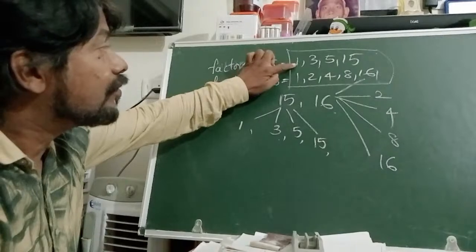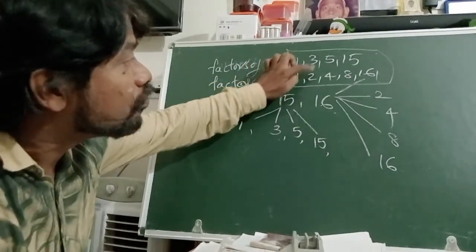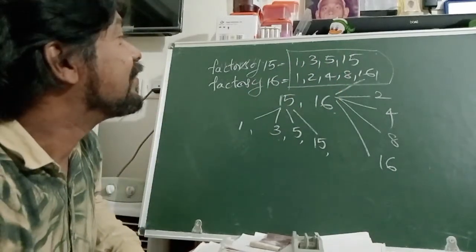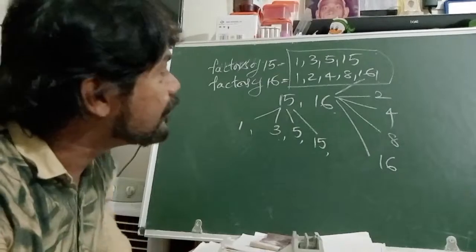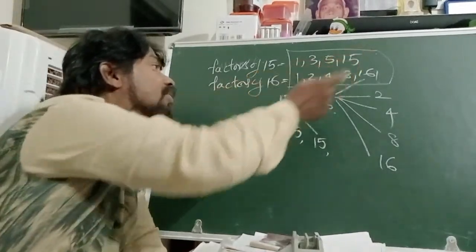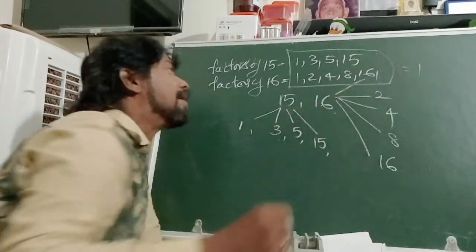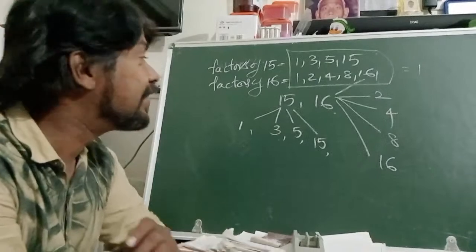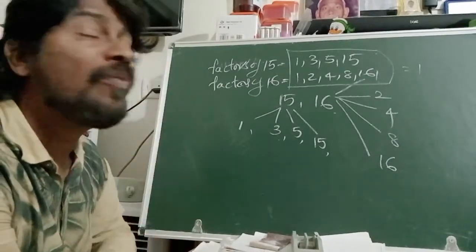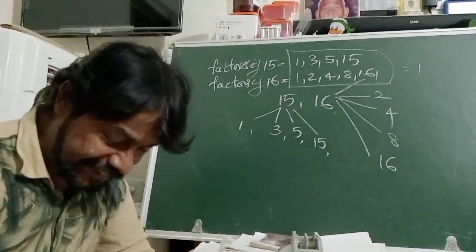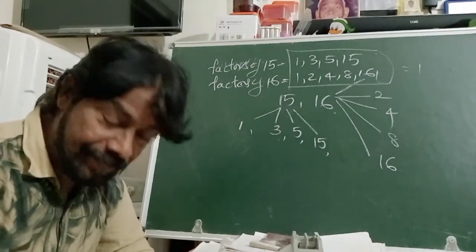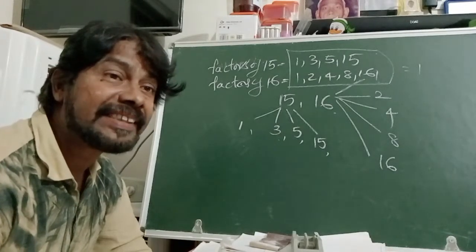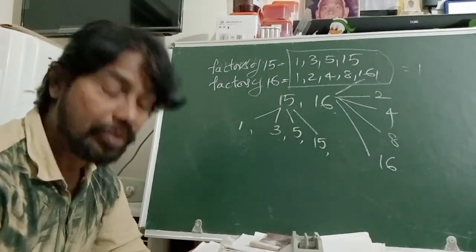Here, 1, 1, 3. We have to find the intersection. 15 intersection 16, the common number. So only 1 is the common number for the factors of 15 and 16. So that's why 15 and 16 are co-primes, relative prime numbers. Understand? Relative prime numbers are co-primes.